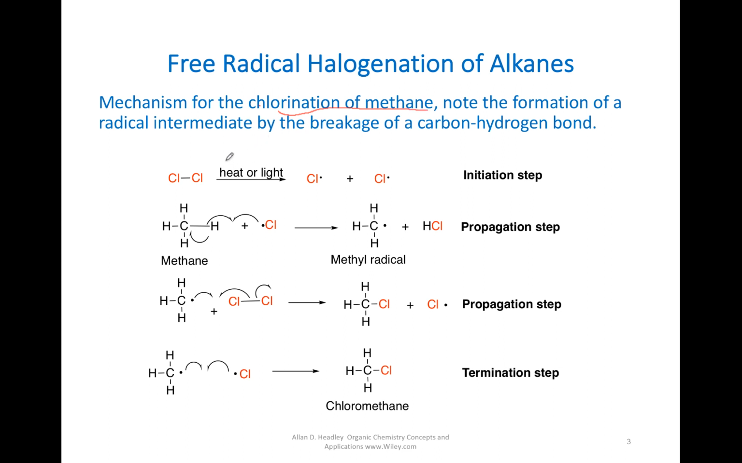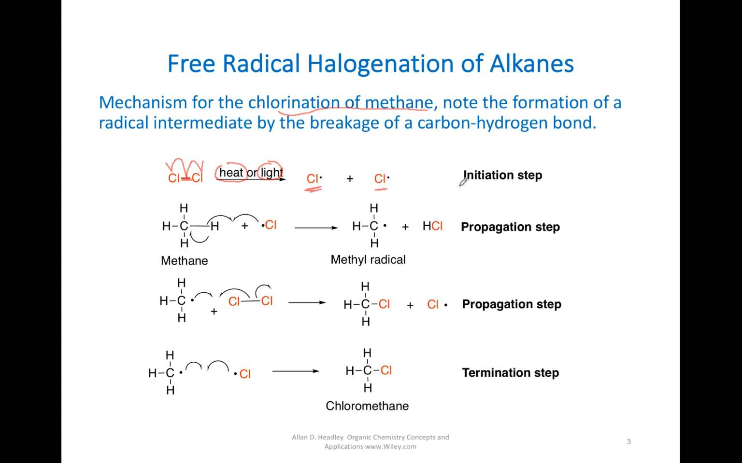First, energy in the form of heat or light is needed. What happens here is that it will break this Cl-Cl bond. Remember, that's a single covalent bond with 2 electrons. So breaking this bond here, 1 electron will go to the chlorine and the other electron will go to the other chlorine to generate chlorine dot or radical and another chlorine dot radical. So now you can see the importance of chlorine radicals in this mechanism.